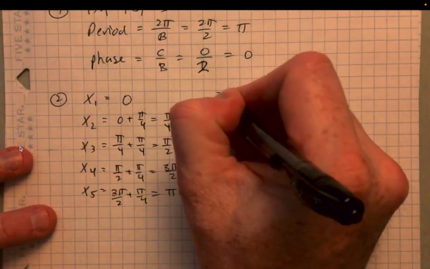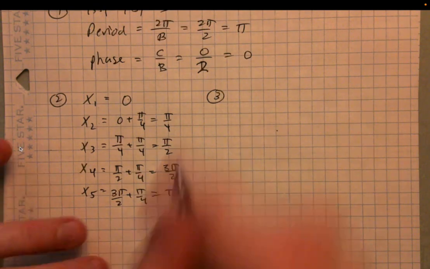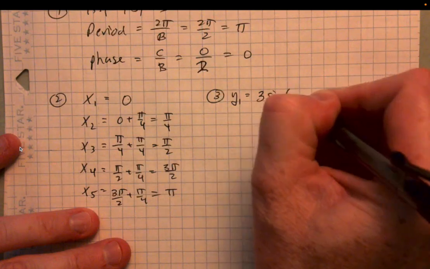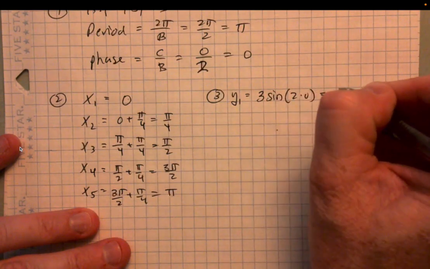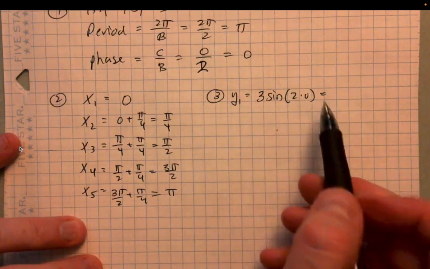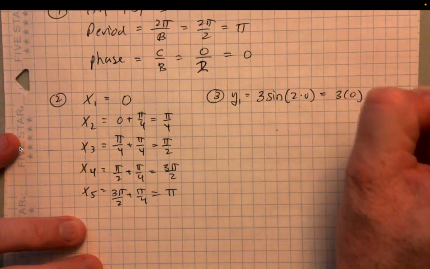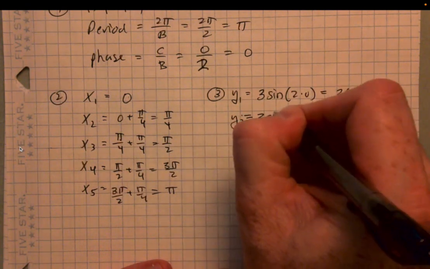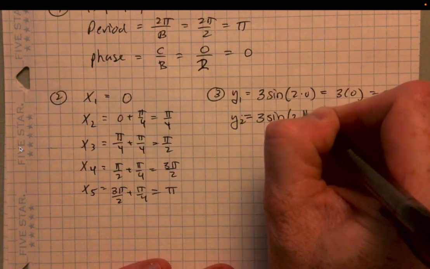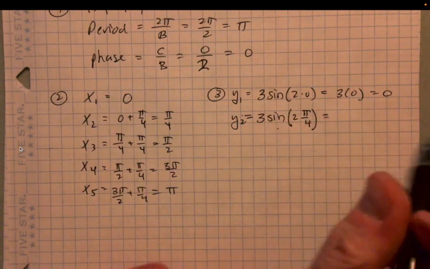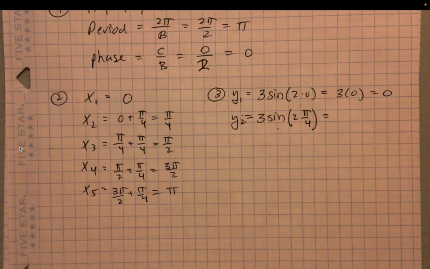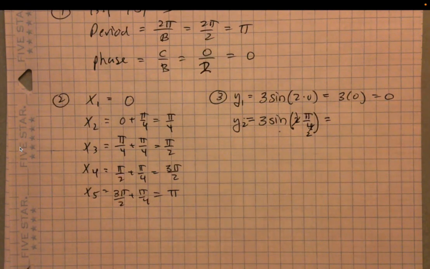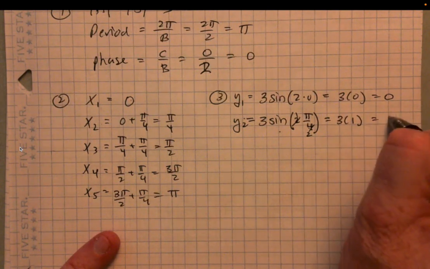Okay, let's do step 3. Let's find all the y values. So y1 is 3 times sine of 2 times 0, which is, now this sine of 2 times 0 is just sine of 0, and so this is 3 times 0, so it's 0. y2 is equal to 3 times the sine of 2 times pi over 4. So that's really sine of pi over 2, isn't it? These will cancel, right? You get a cancel here. Sine of pi over 2 is 1, so this is 3 times 1.